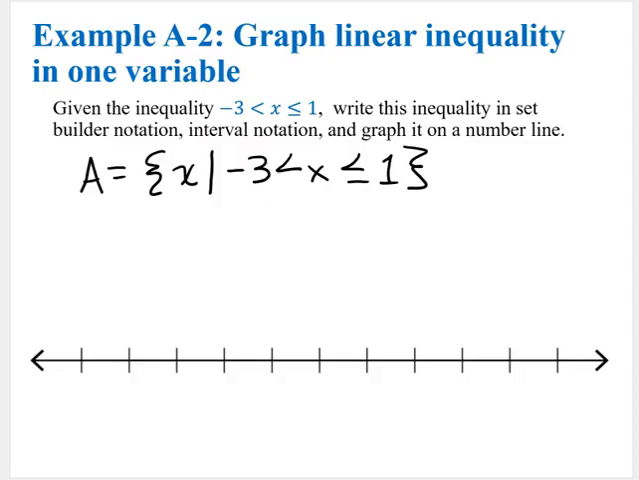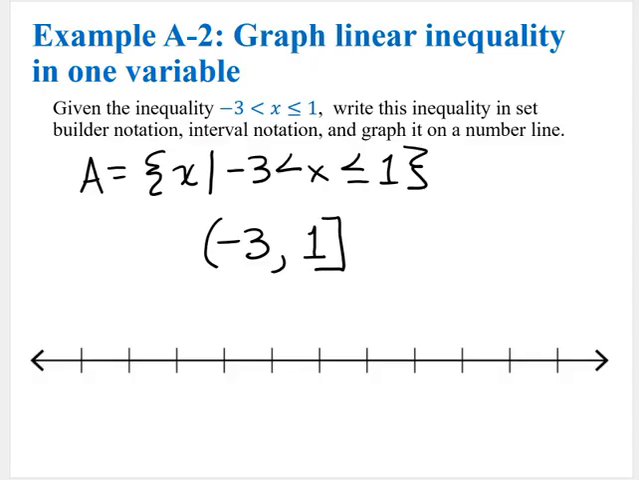Next up is interval notation. On the interval from -3 to 1, notice that -3 is not included because the inequality does not have an equal sign, but +1 is included. So -3 would be on the left. It would have a round parenthesis because it is not included. And on the right, we would have +1, and that would get a square bracket because it is included in your answer. So that is how you would write that inequality in interval notation.